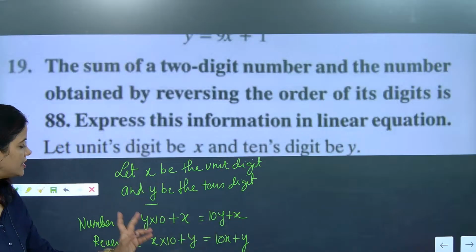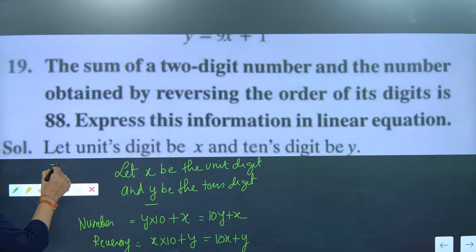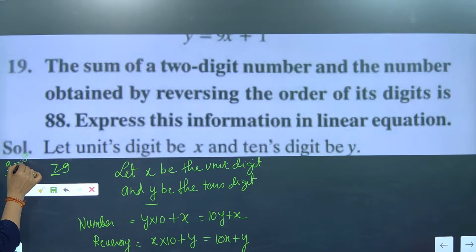The original number is 10y plus x. But they are interchanging, like 79. Here 7 is in what place? Tens place. If we reverse, 97. Now 9 is taken as the tens place. How will we write this, beta? 90 plus 7. Here it is 70 plus 9. Did you understand this one?